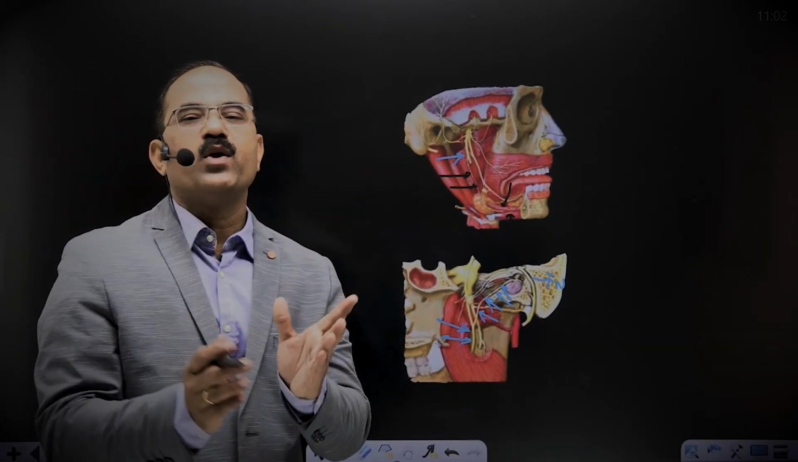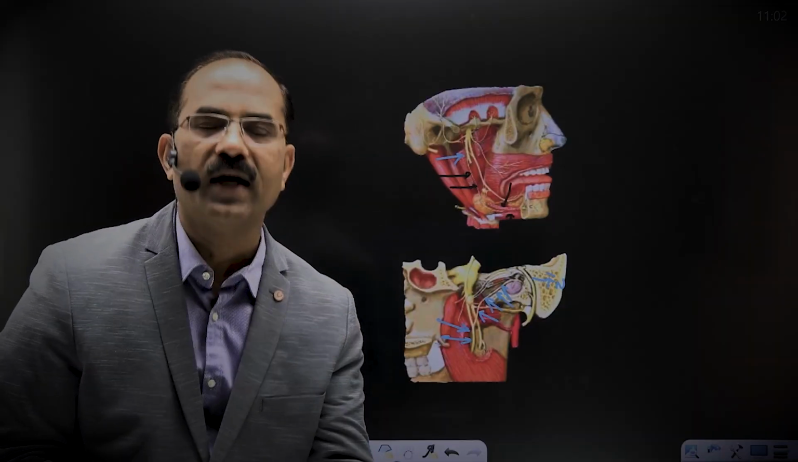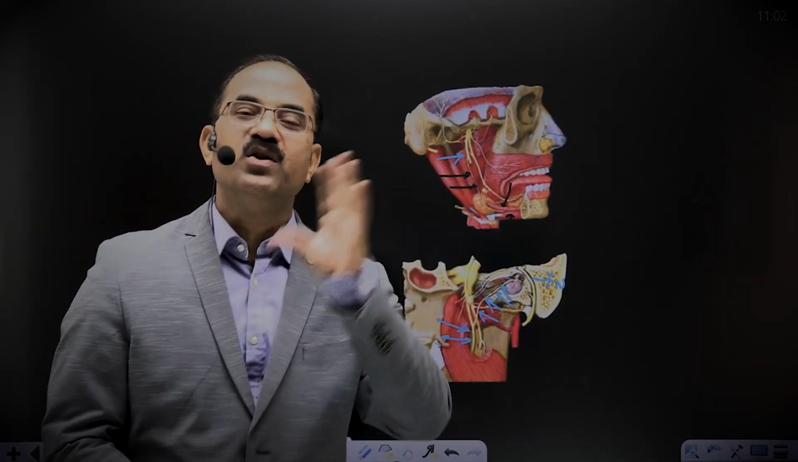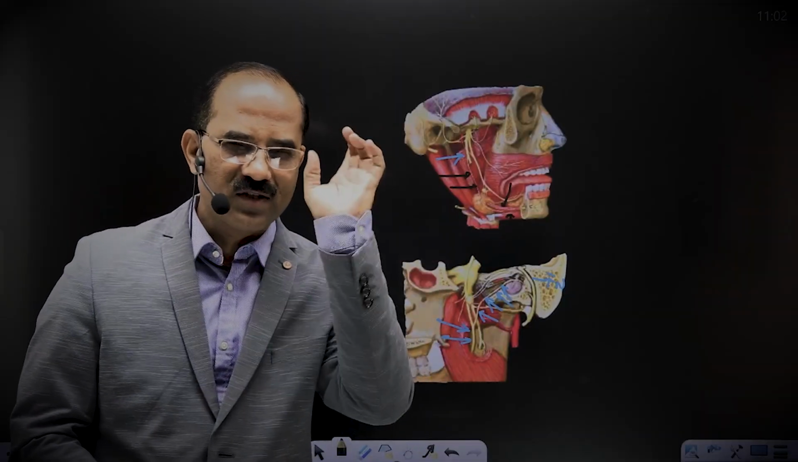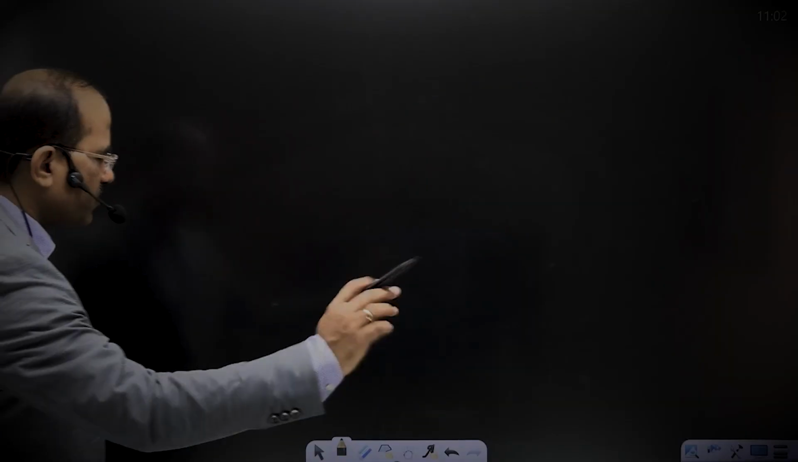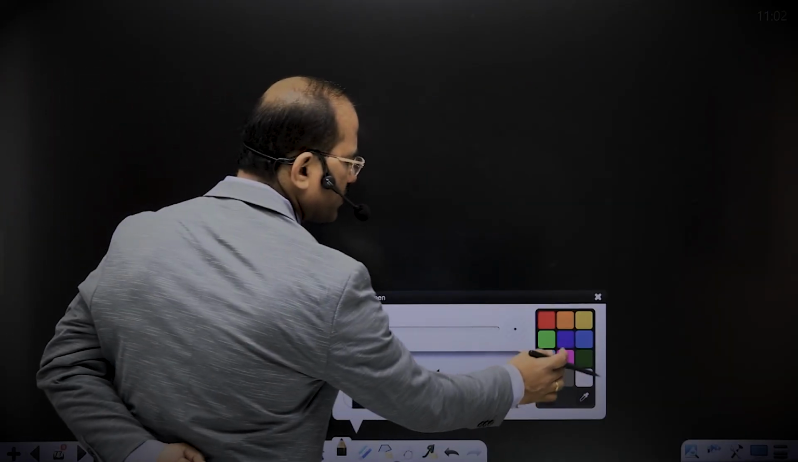So the nerve to mylohyoid supplies the mylohyoid and the anterior belly of digastric, meaning these two muscles are derived from the first pharyngeal arch. First pharyngeal arch. Don't get confused. Let me just write this down for you. Okay, fine. We'll just put this on the paper.